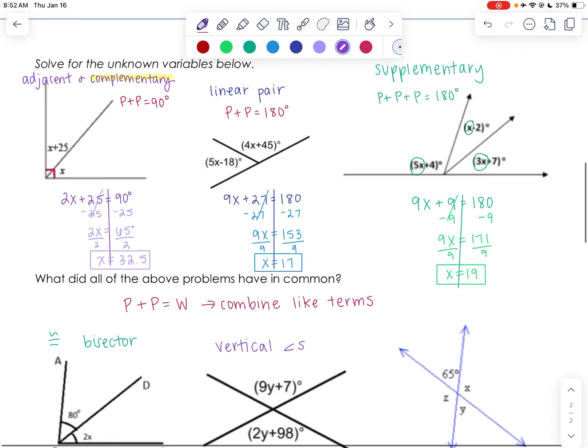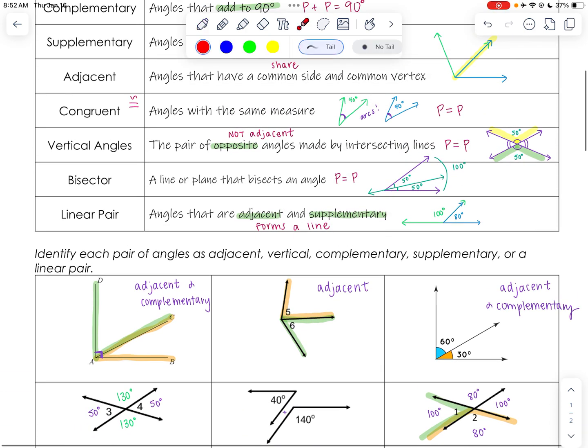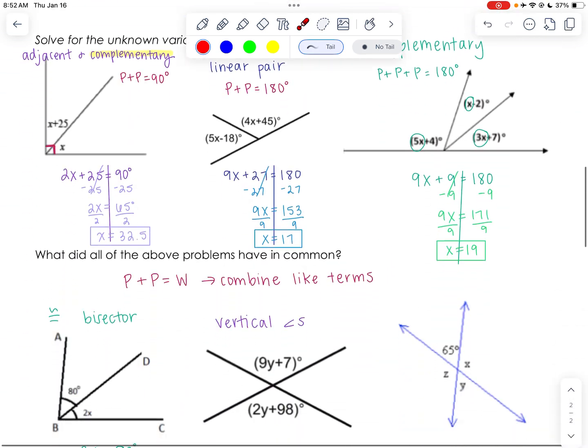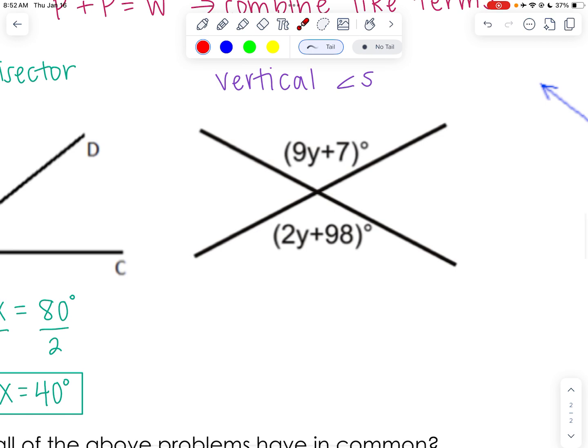Now, if you forget, go back and look. Vertical angles up here were across from each other. Vertical angles were congruent, meaning part equals part. So I'm going to go back down here, and I'm just going to set them equal to each other because vertical angles are part equals part.